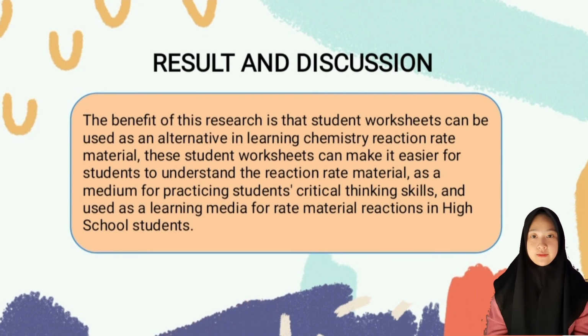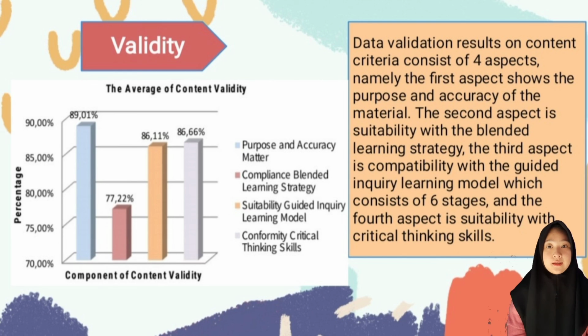Result and discussion. The benefit of this research is that the student worksheet can be used as an alternative in learning chemistry reaction rate material. The student worksheet can make it easier for students to understand the reaction rate material, as a medium for practicing student critical thinking skill, and as a learning media for reaction rate material for high school students. Validity. The validation result of the content criteria consists of 4 aspects.